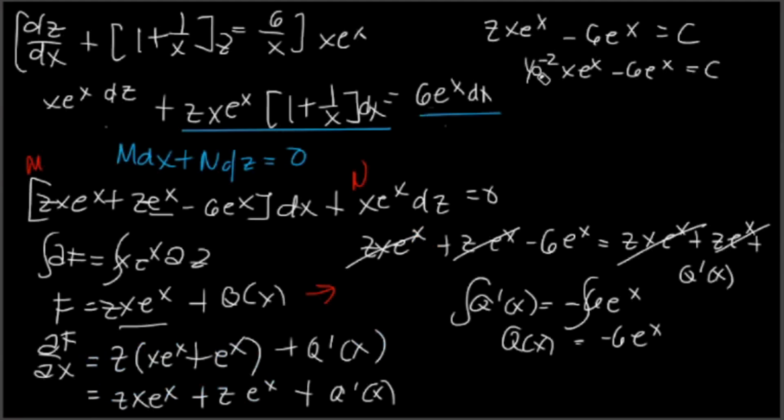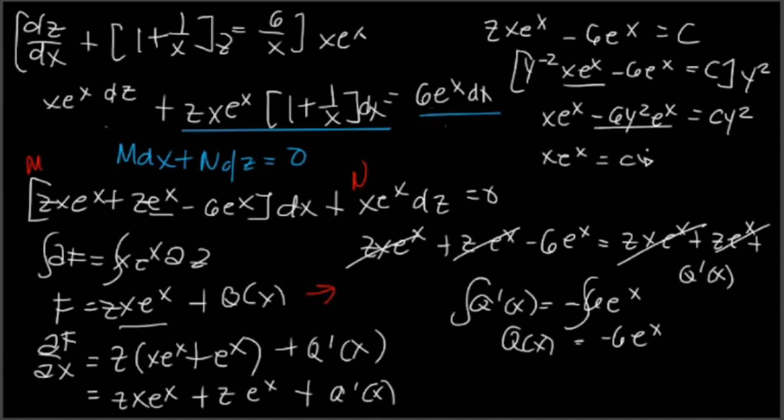Baba natin siya sa denominator, or gawin na natin, multiply na natin both sides by y squared. So makakancel siya dito kasi negative 2 plus 2 is 0. So y raised to 0 is 1. So x e raised to x minus 6y squared e raised to x is equal to cy squared. So lipat natin ito sa right side. So that will be x e raised to x is equal to cy squared plus 6y squared e raised to x. Then, common sa kanila yung y squared, ilabas natin. Y squared times c plus 6 e raised to x. So, yan. Nahanap na natin yung final answer natin.